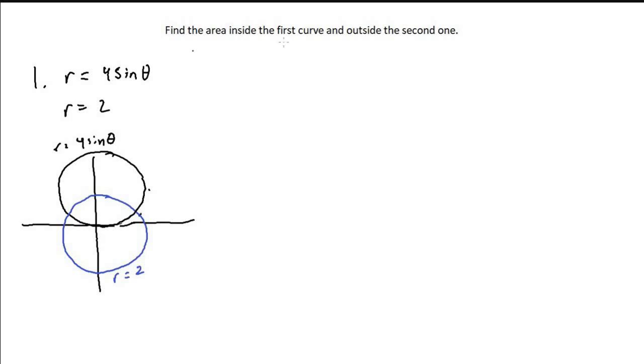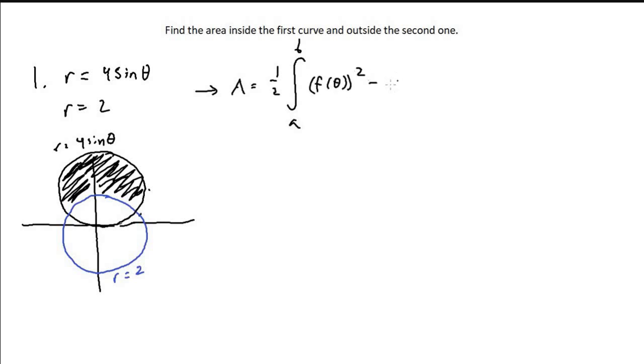And so notice it says find the area inside the first curve and outside the second one. So we're basically looking for inside 4 sine theta, but outside r equals 2. So this is the area we're trying to find. So in this case, since we do have an outer curve and we do have an inner curve, we can go ahead and use our formula. So once again, the formula, area is going to be equal to 1/2 times the integral from a to b of the first curve, f of theta squared, minus the second curve, g of theta squared.